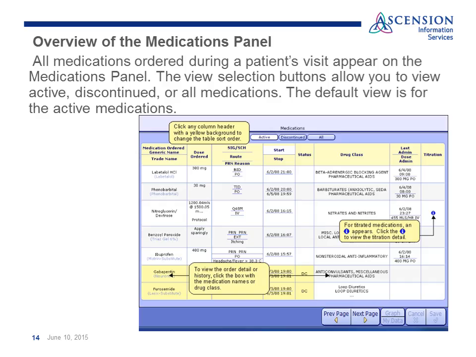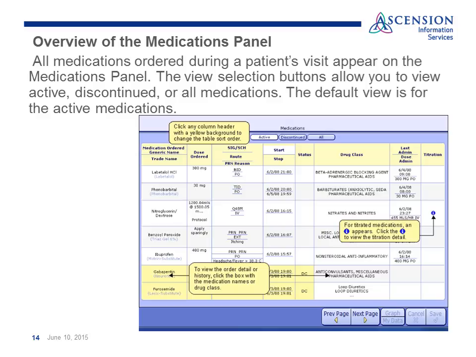Overview of the medications panel. All medications ordered during a patient visit appear on the medications panel. The View selection buttons allow you to view active, discontinued, or all medications. The default view is active medications. The medication list contains a maximum of 75 entries per screen. If the record contains more than 75 medication orders, you can use the previous page and next page buttons located in the footer to view prior and subsequent sets of 75.